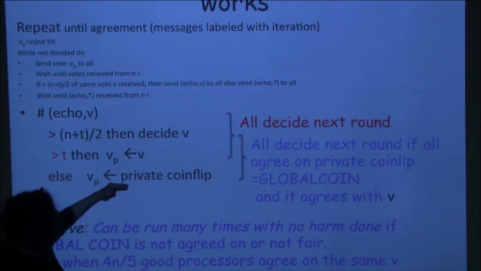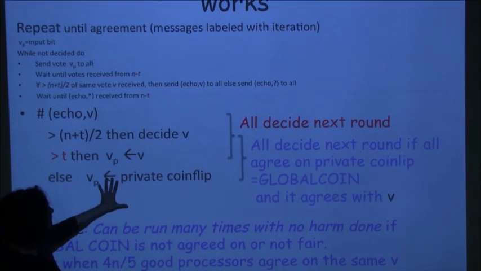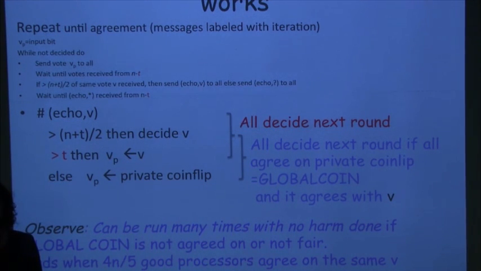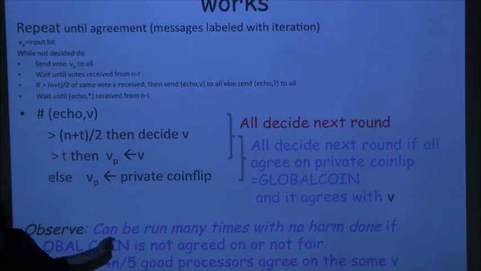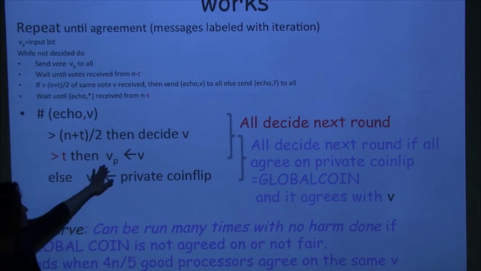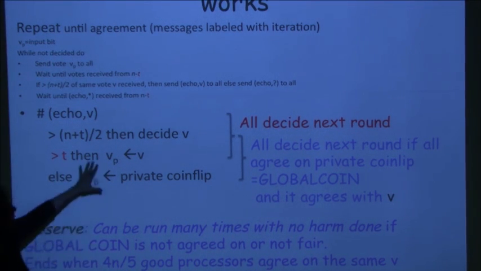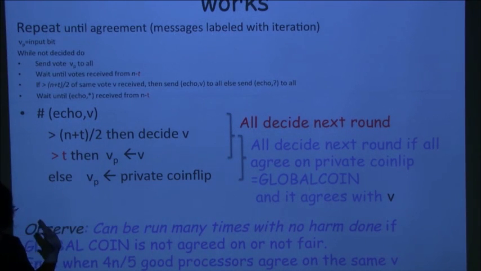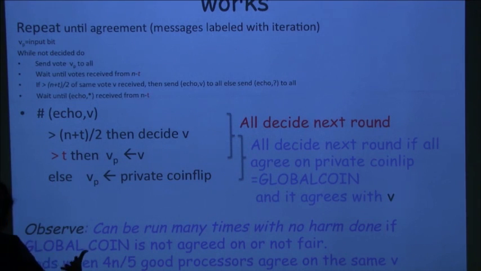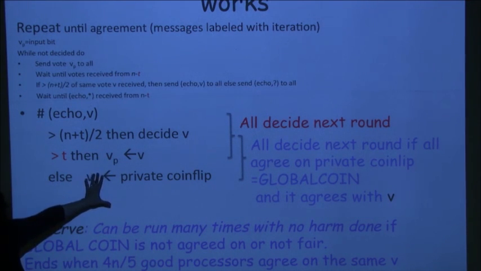So when it happens that this private coin flip matches this value, the next round, everybody will decide. And that can take exponentially many steps for almost everyone to toss the same coin. And it has to agree with this value. And the adversary has some leeway in setting this value before this happens. So this is determined from the previous round, and then everyone tosses a coin.